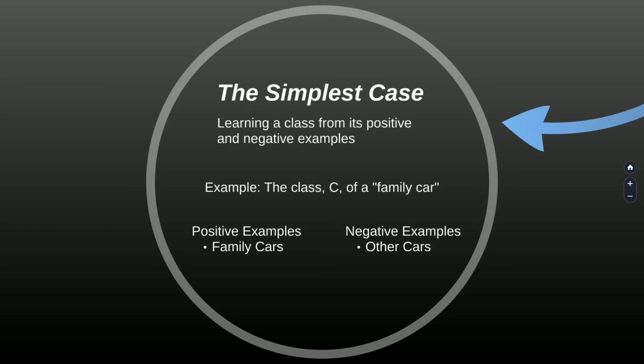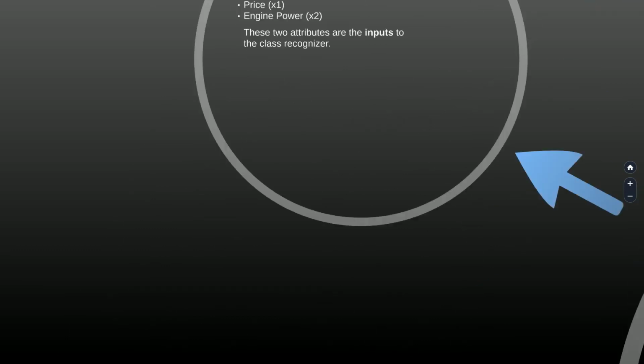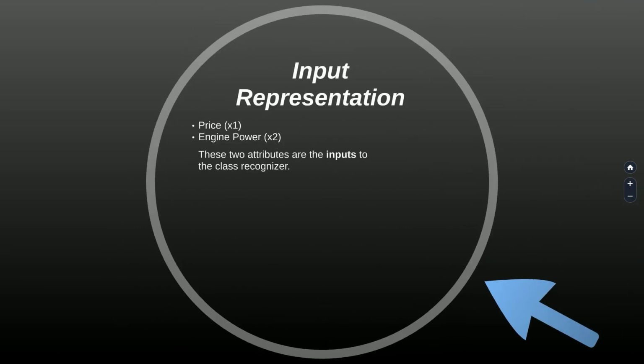So let's dive into the input representation. The inputs are going to be a very essential part of this network. We had a group of experts get together, and they decided price and engine power are the two determining attributes for a family car. There could be others, such as color, safety rating we mentioned, maybe the amount of storage in the trunk.